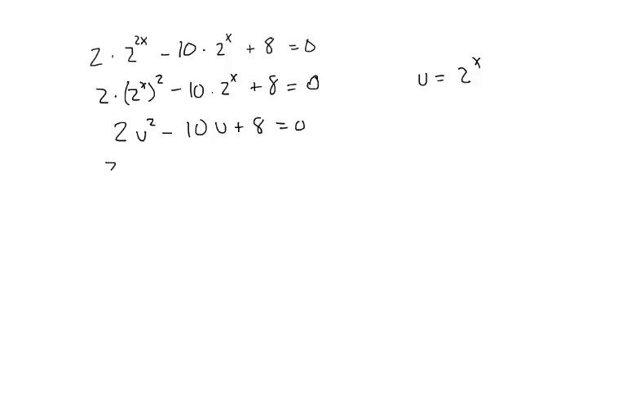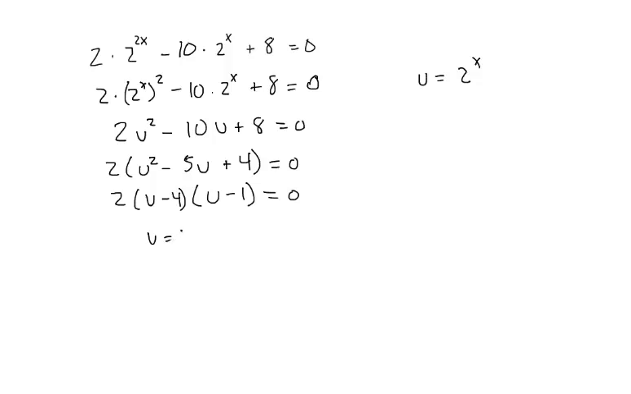And then I'm going to factor a 2 out, so I have u squared minus 5u plus 4 is equal to 0. And now I can write this as factors as 2 times u minus 4 times u minus 1 is equal to 0. So u is equal to 4 and u is equal to 1. And now we solve for u, but we need to solve for x. So what we're going to do is write 4 is equal to 2 to the x and 1 is equal to 2 raised to the x.